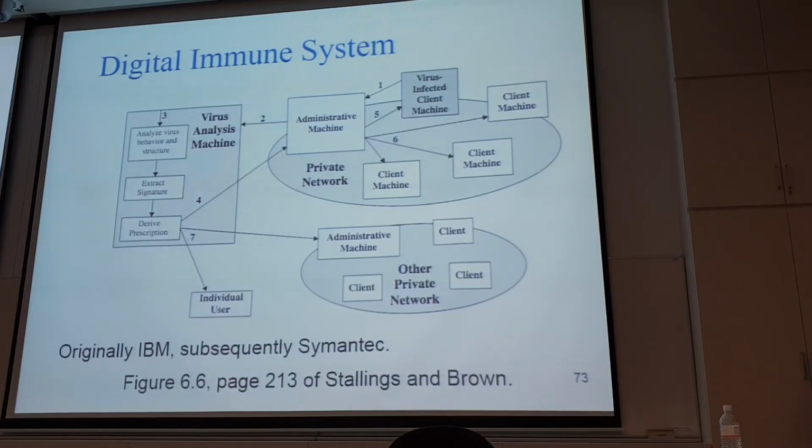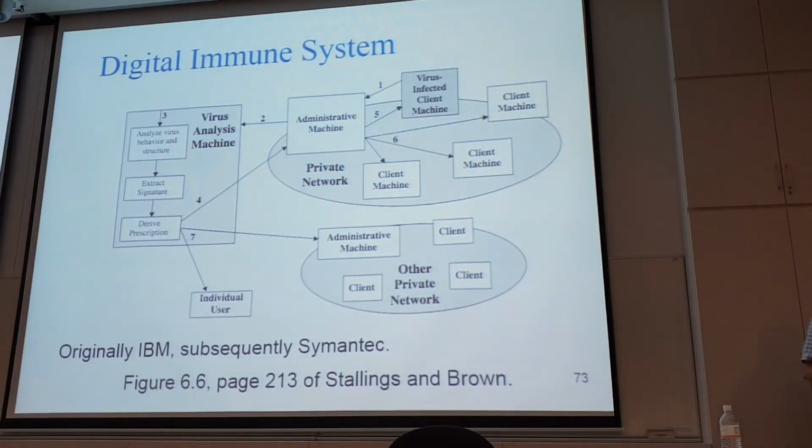Right, so the last component is the digital immune system. This is the last part, and maybe we spend 3 minutes to talk about it. It was originally proposed by IBM and subsequently used by Symantec, which is one of the biggest security companies in the world. It simulates the immune system we have in the health system.